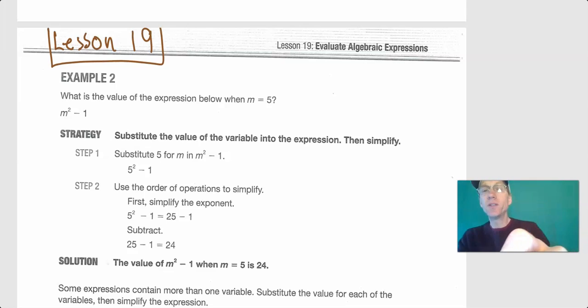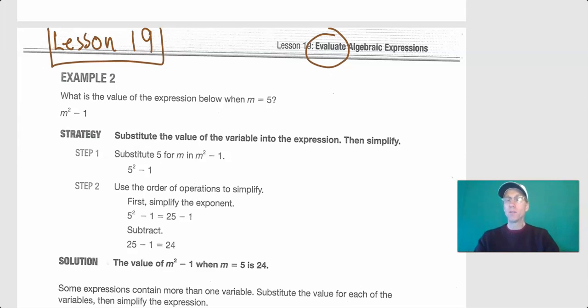Okay, and this is evaluate. Evaluate just means it's kind of like solve, okay? But since you don't solve for a variable, you just evaluate. You're going to put in the value for the variable. Really easy. So let's get to that.